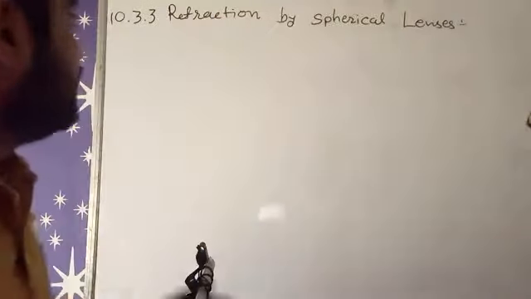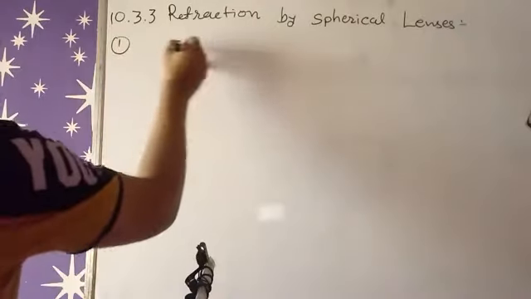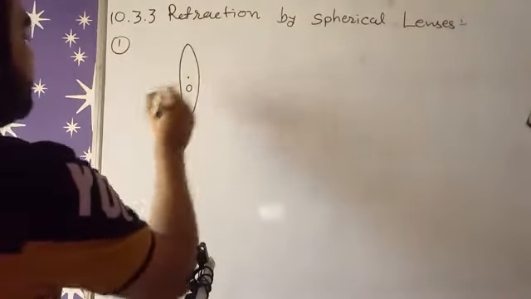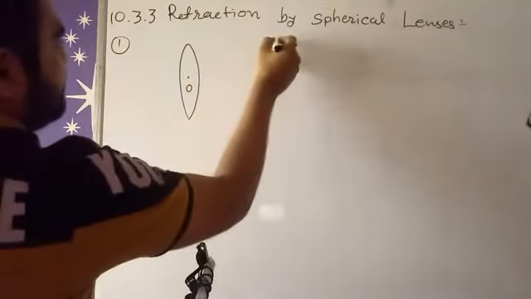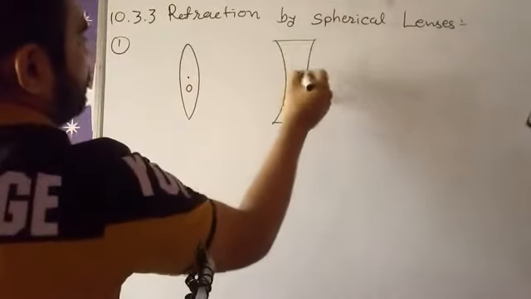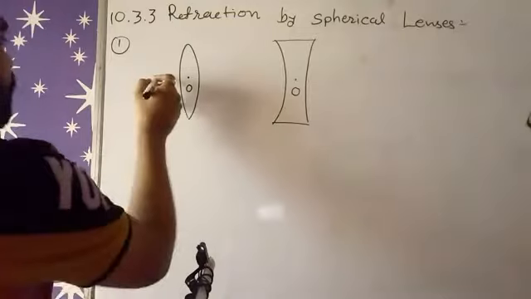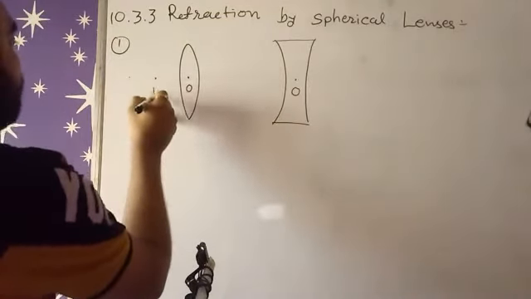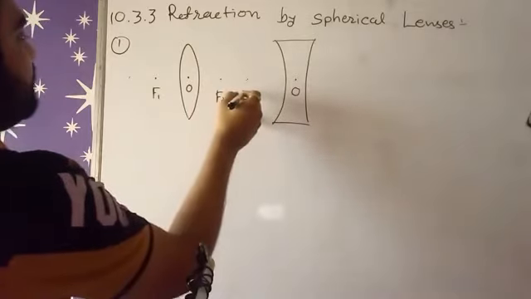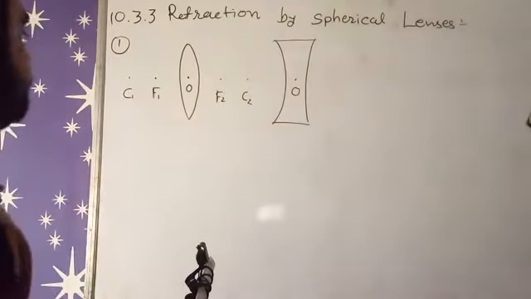So here now, refraction by spherical lenses. Basically, first of all, if we are having a convex lens, this is its optical center, and the second one, we are having a concave lens, right? So this is its optical center. Now, any lens has two principal focuses and two centers of curvature, C1 and C2.